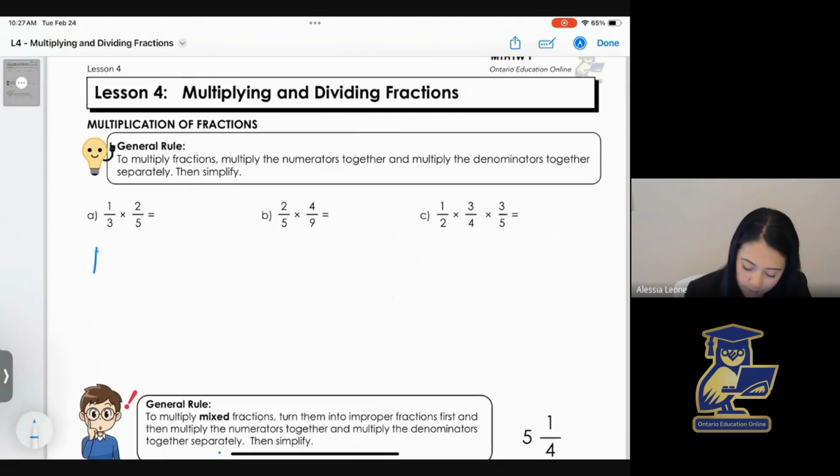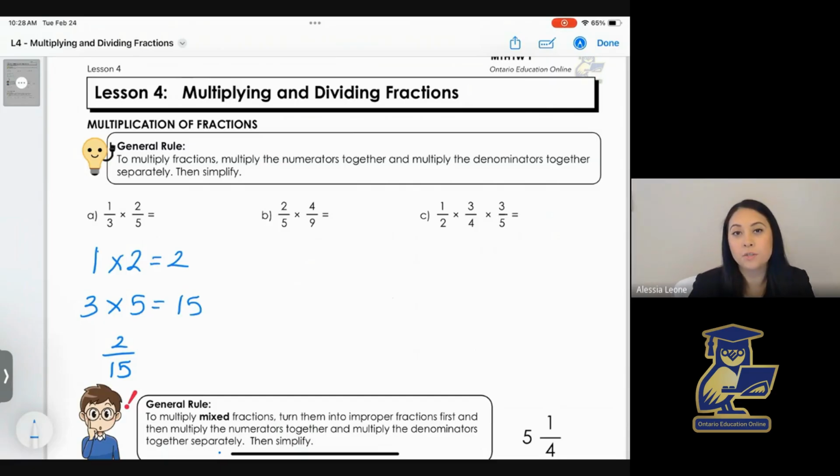We have 1 times 2, which is 2. And then we have 3 times 5, which is 15. So our answer is 2 over 15. Now, I want you to notice something important. When we are multiplying fractions, we do not need to find common denominators.